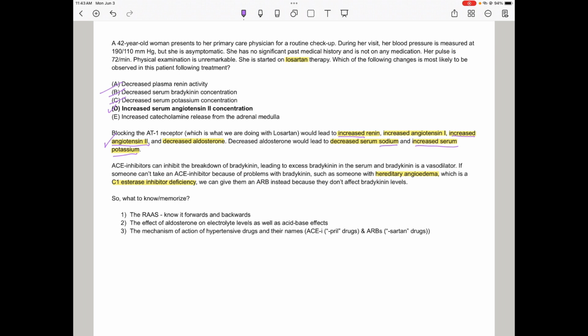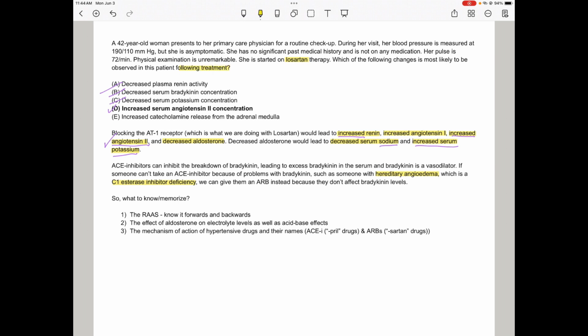Something is happening. And these reactions don't exist in a vacuum. So if there's a reason to have the RAAS turned on, there might be a reason for norepinephrine or epinephrine to also be released from the perspective of the cells in the body. Nevertheless, this has nothing to do with the losartan therapy that we gave this patient and what the question is asking about. Remember, they said, okay, she is started on losartan therapy. Which of the following changes is most likely to be observed in this patient following the treatment?